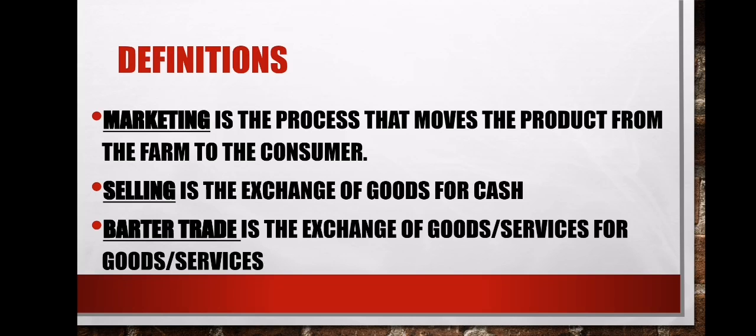Maybe two farmers are exchanging livestock. Maybe one is giving the other a goat, the other one is giving a sheep. So there's exchange of goods in that way. Or they're exchanging services. It depends on what kind of services they are exchanging.